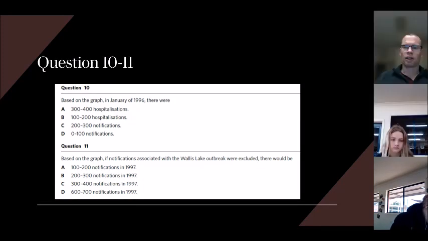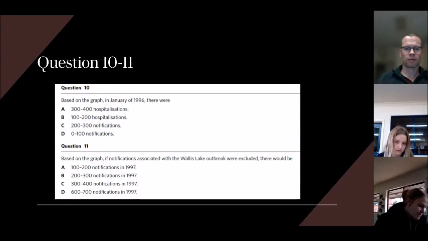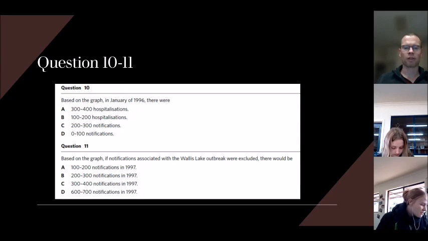All right, so the outbreak occurred in 1997, and there was a big spike, so that you can see that big spike where you've got nearly 700 notifications of hepatitis. What they're asking you is if you look at 97 and you got rid of that spike, approximately how many would there be? It would be A. You'd expect there'd be a flat line between 1 to 200, and I'd be answering A for that one as well.